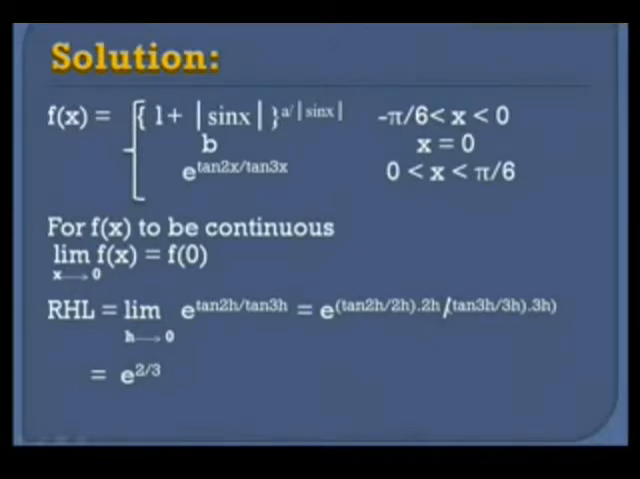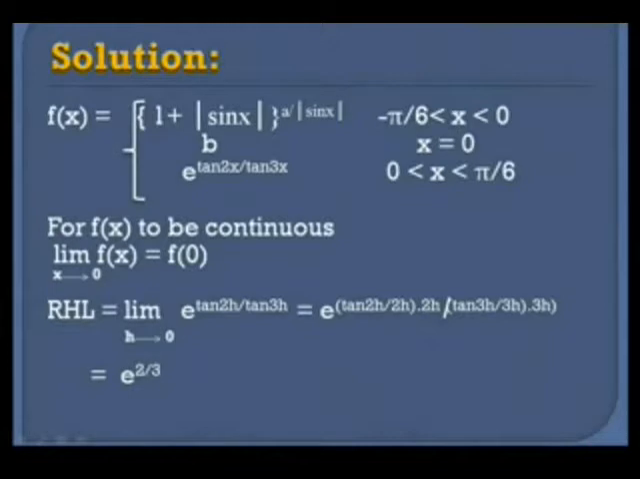Now let's first try to calculate the right hand limit, because the expression for calculating the right hand limit does not have any a or b. So the right hand limit is equal to the limit of e^(tan 2h / tan 3h) when h tends to 0, because we substitute x equal to 0 plus h. Now what we do is we multiply and divide the numerator by 2h, and similarly we multiply and divide the denominator by 3h, so that we get the expression as (tan 2h / 2h × 2h) divided by (tan 3h / 3h × 3h).